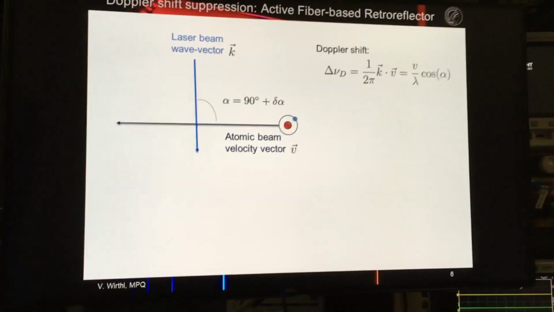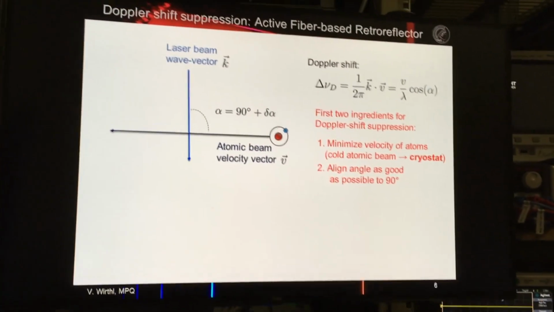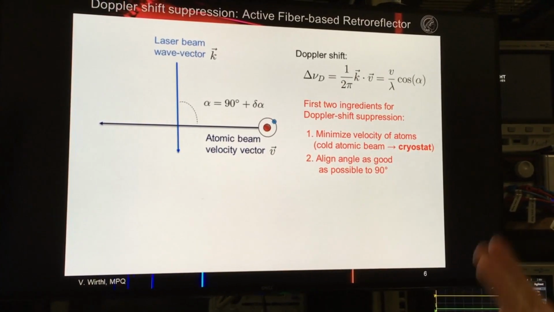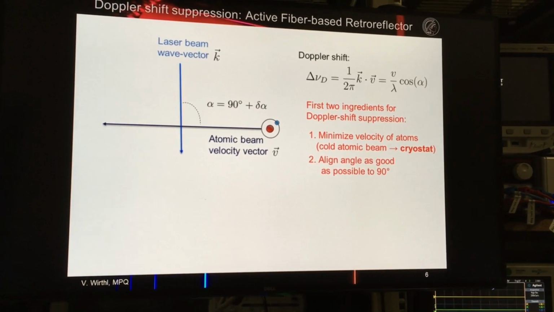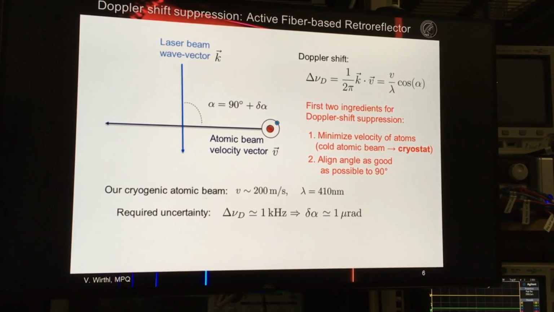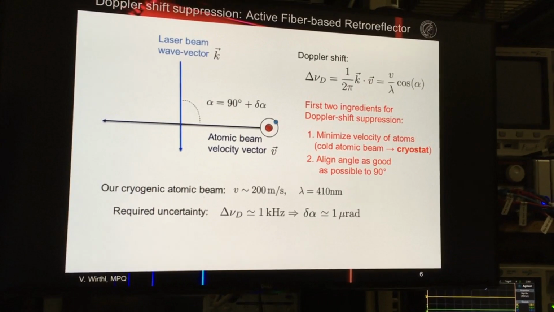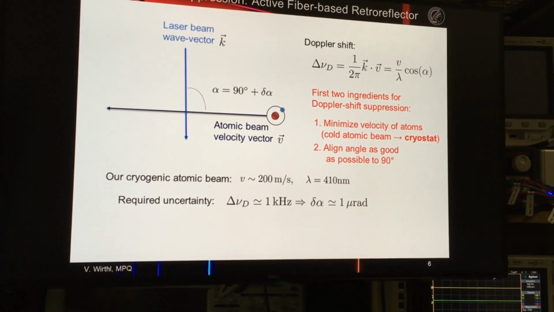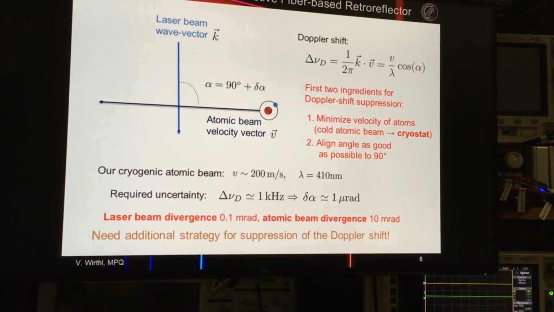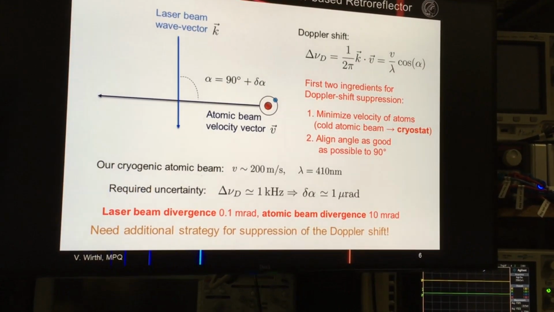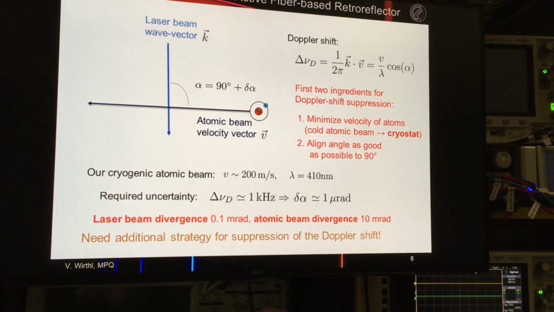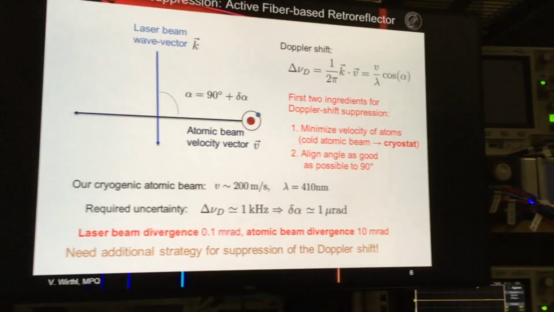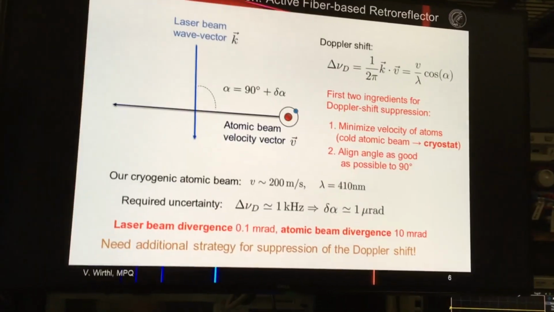So the first obvious thing to do is to minimize the velocity of atoms. That's why we have a cryosite, which I'm going to show you in a minute, and to align the angle as good as possible to 90 degrees. But then it turns out that for our cryogenic atomic beam and the required uncertainty, we would have to align this angle to better than a microrad, which is simply not possible because our laser beam is divergent and our atomic beam is divergent. So we need an additional strategy for suppressing this Doppler shift.